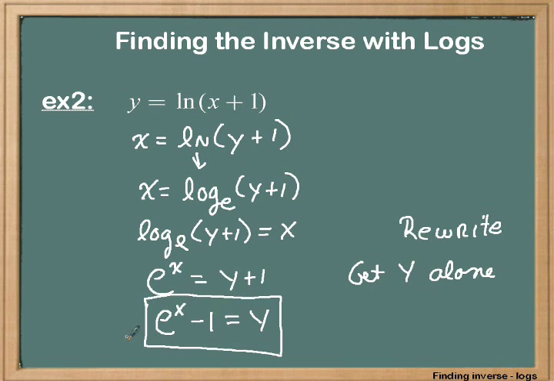Now this one's a little bit tricky, so you might want to rewind and look at how I did this one over again. I'll just explain it once again. I switched my x and my y. Then I went ahead and rewrote the ln as the log base e. And then just so visually that you can see it differently, I simply put the log base e of y plus 1 on one side and x on the other. And then you have to do a rewrite. Don't forget to get y alone.